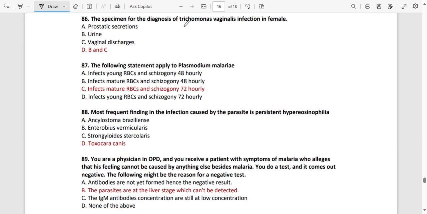Specimen for the diagnosis of Trichomonas vaginalis infection in female. So female Trichomonas, we know this guy causes these UTIs. You can use urine or the vaginal discharge. Prostatic secretions in males.